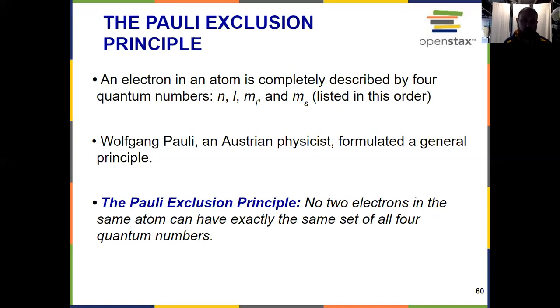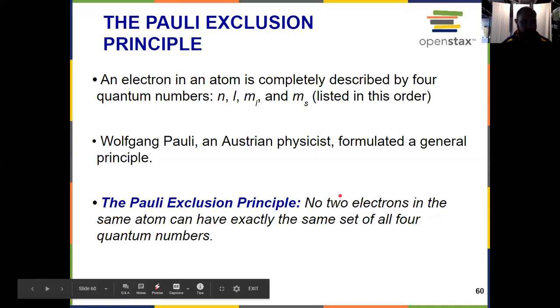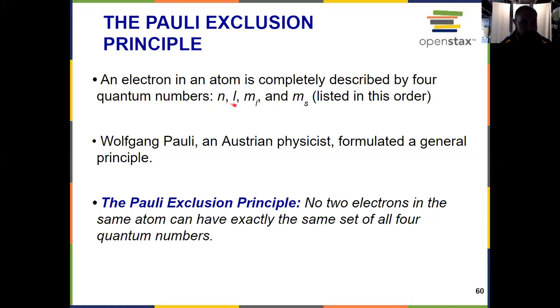We need to describe every electron uniquely. Can't have the same set to describe two things. That would be like two students in the classroom being referred to by the exact same name. We have to have a unique set of quantum numbers. So it is possible that the first three, n, l, and m sub l, are all the same. But if that's the case, only two electrons can do that, because m sub s can only be plus 1/2 or minus 1/2. You can never have the same set of all four quantum numbers representing two electrons.